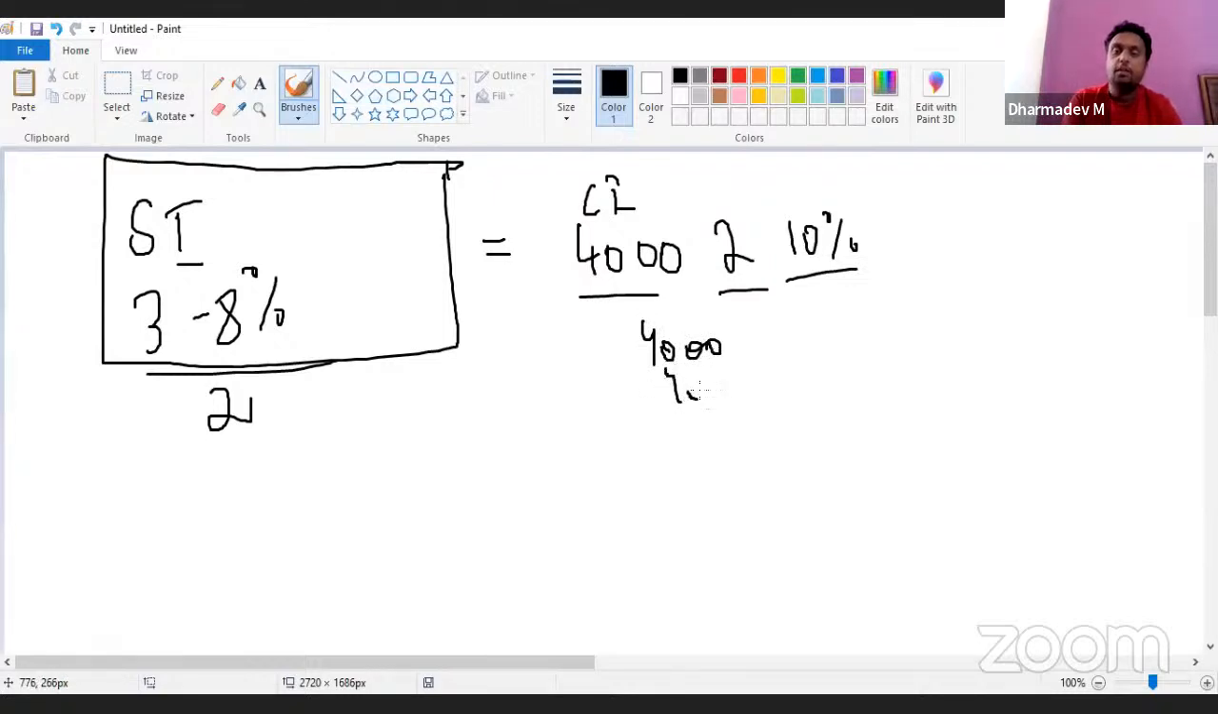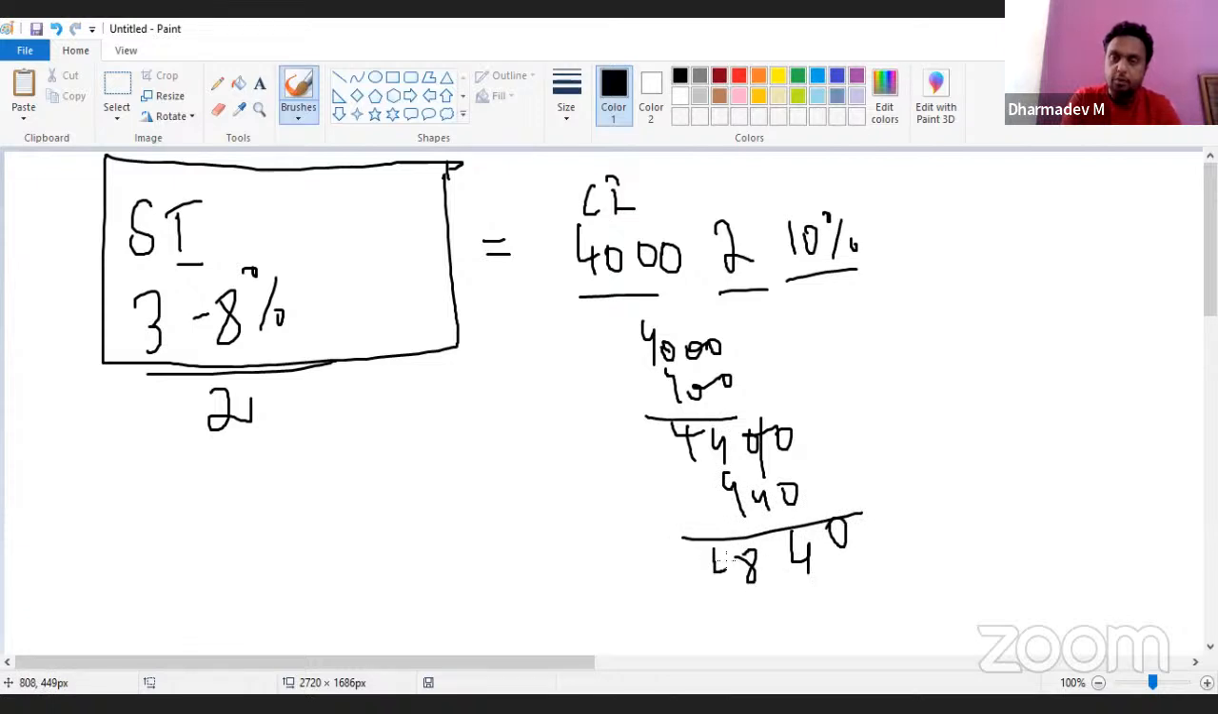Let's take 400 for the first year, so 440. Second year, again 10% of 440 is 44, so 484... Adding it up, this will be my money for 2 years. And if I want only the interest amount, I will subtract 4,000 from it. So 840 is my interest.